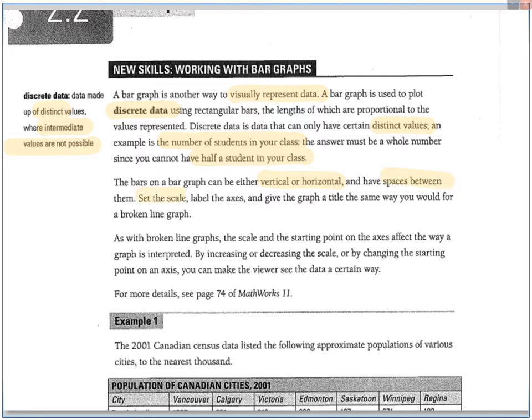Set the scale, label the axes, and give the graph a title, the same way you would do for a broken line graph. As with broken line graphs, the scale and the starting point on the axis affect the way the graph is interpreted. Remember I showed you those Fox News bar graphs that were cut off? So it's misleading. They'll show visually a huge discrepancy, but it might only be a couple percent. Okay, so we got to be smart about our scale.